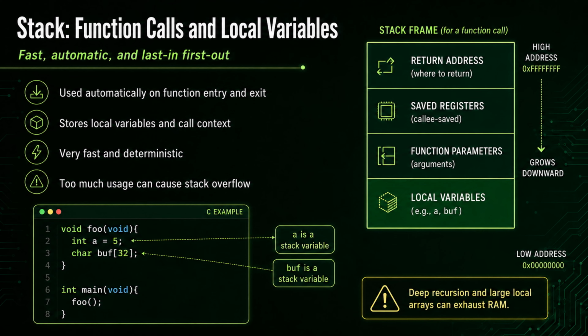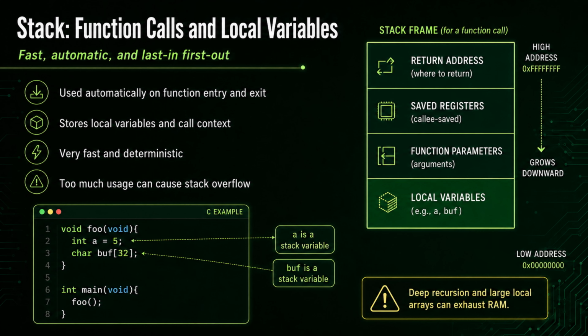The stack is fast because allocation is simple. The processor mainly adjusts the stack pointer when entering and leaving functions. The stack is also automatic. When the function starts, stack space is used. When the function returns, that stack space is released automatically. This is one reason embedded systems often prefer stack allocation for small temporary variables.